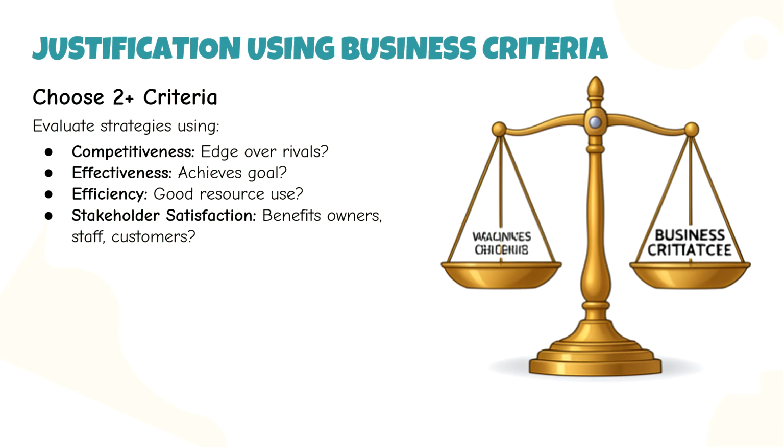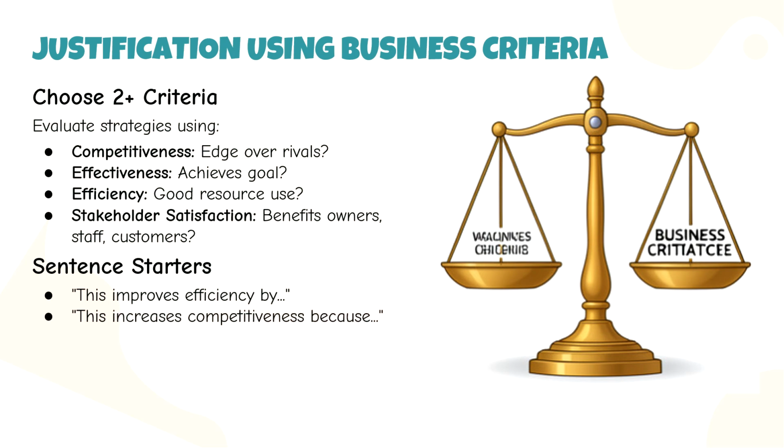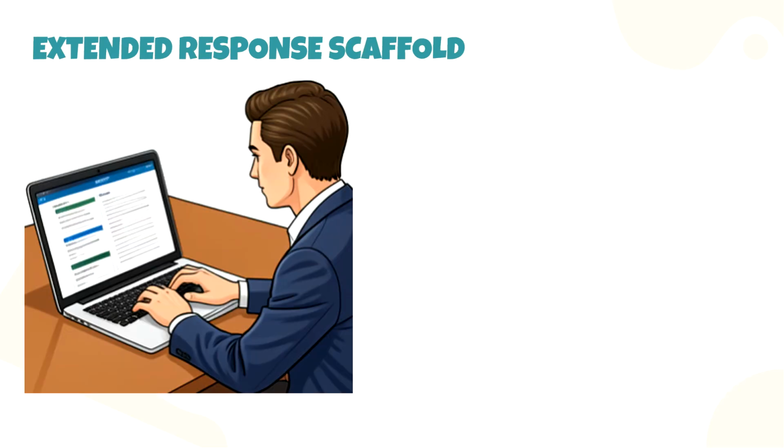Here are the sentence starters that you can use for your justification. You can say this improves efficiency by, or this increases competitiveness because, stakeholder satisfaction improves as.